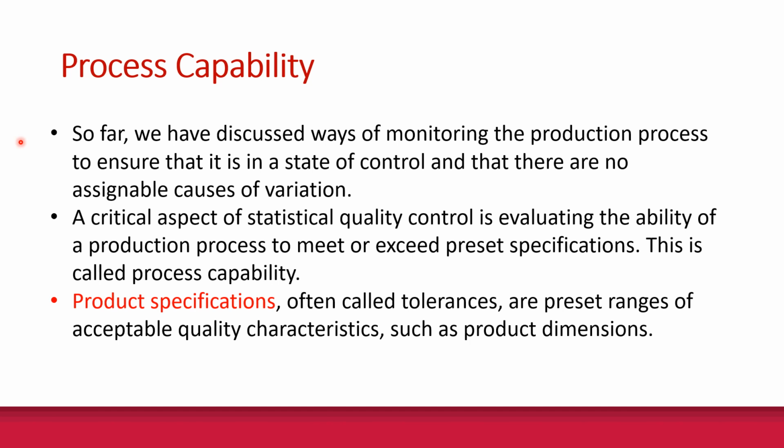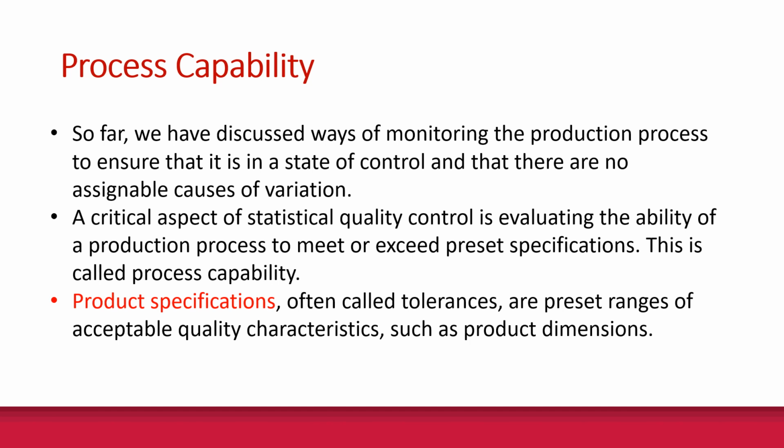A critical aspect of statistical quality control is evaluating the ability of a production process to meet or exceed preset specifications. This is what's known as process capability. So first, it's important to understand what product specifications are. These are often called tolerances. These are preset ranges of acceptable quality characteristics, such as production dimensions.